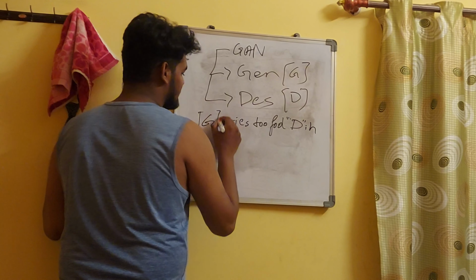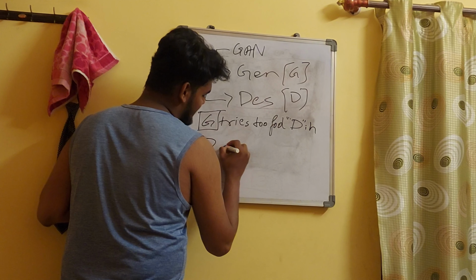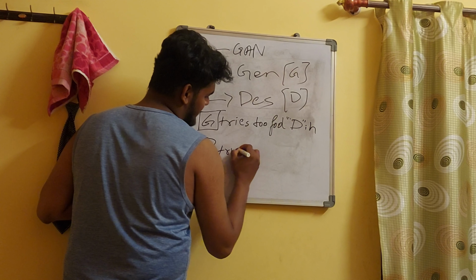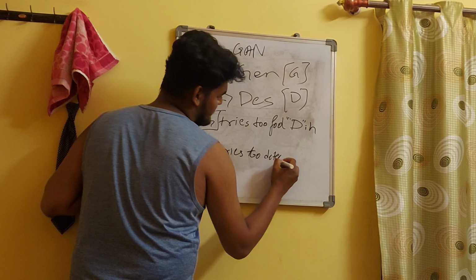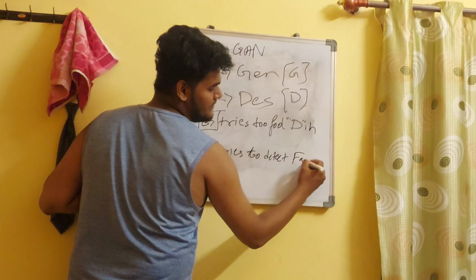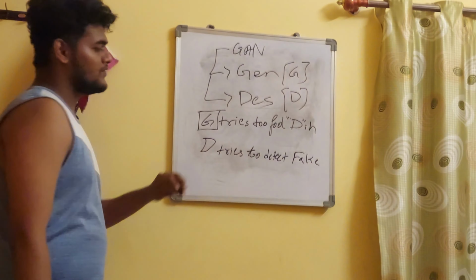Then what is D doing now? D tries to detect fakes. So after this whole process, what would be the output? The generator produces realistic looking new data, that is, fake images.